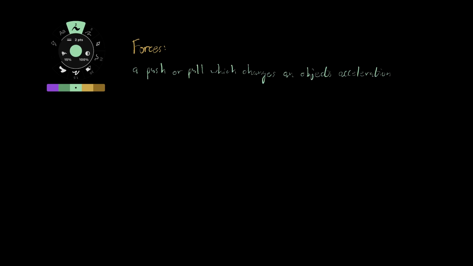With this definition written down, let's go into dissecting it. A push or pull is basically when we push or pull something, or we're trying to change its motion, which is where the second part, which I would say is the most important part, comes into play. And that's the fact that it changes an object's acceleration. And acceleration is changing velocity, etc. But what's important is that it changes an object's acceleration.